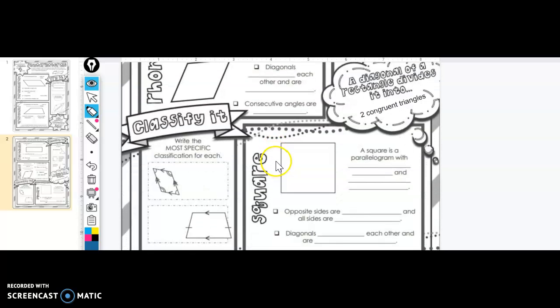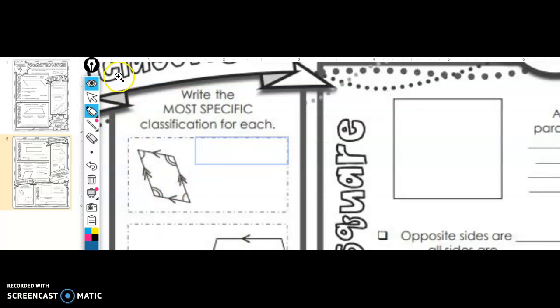Okay, I do want to go down to classify it. Now these directions are a little bit different because it says they want the most specific classification. So there's only one correct answer here, and we want the most specific one. The most specific name. Okay, so when I'm looking at it, I want to look at the markings. And I may zoom in a little bit more on that one. I'm going to look at the markings.